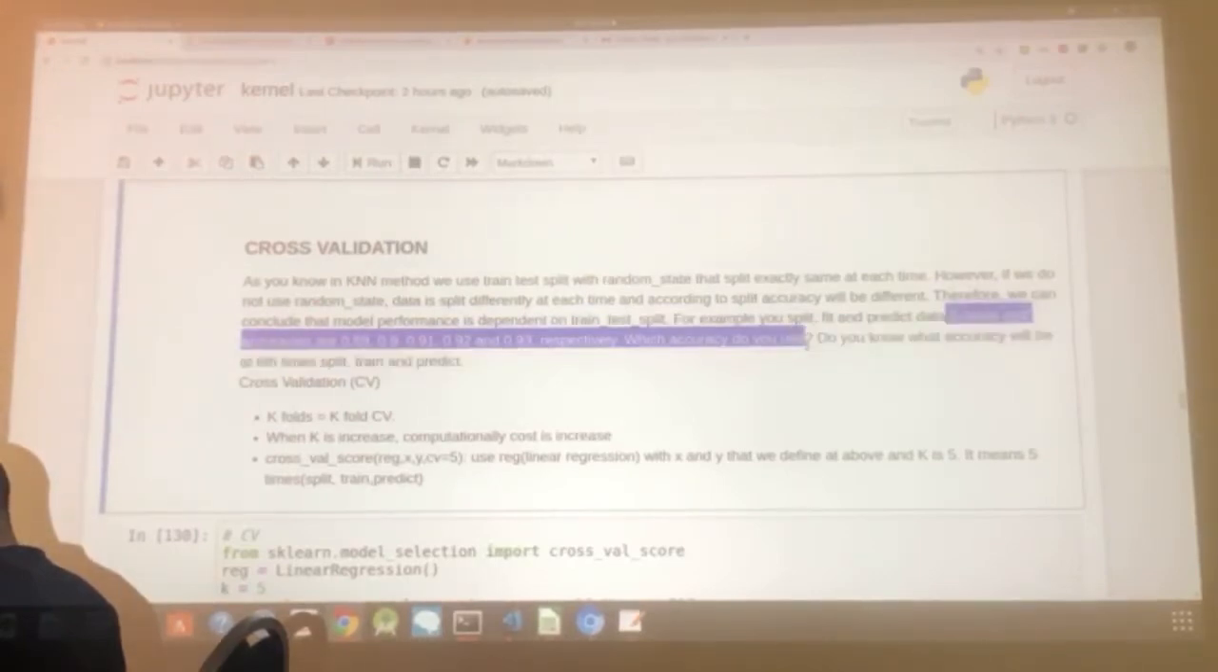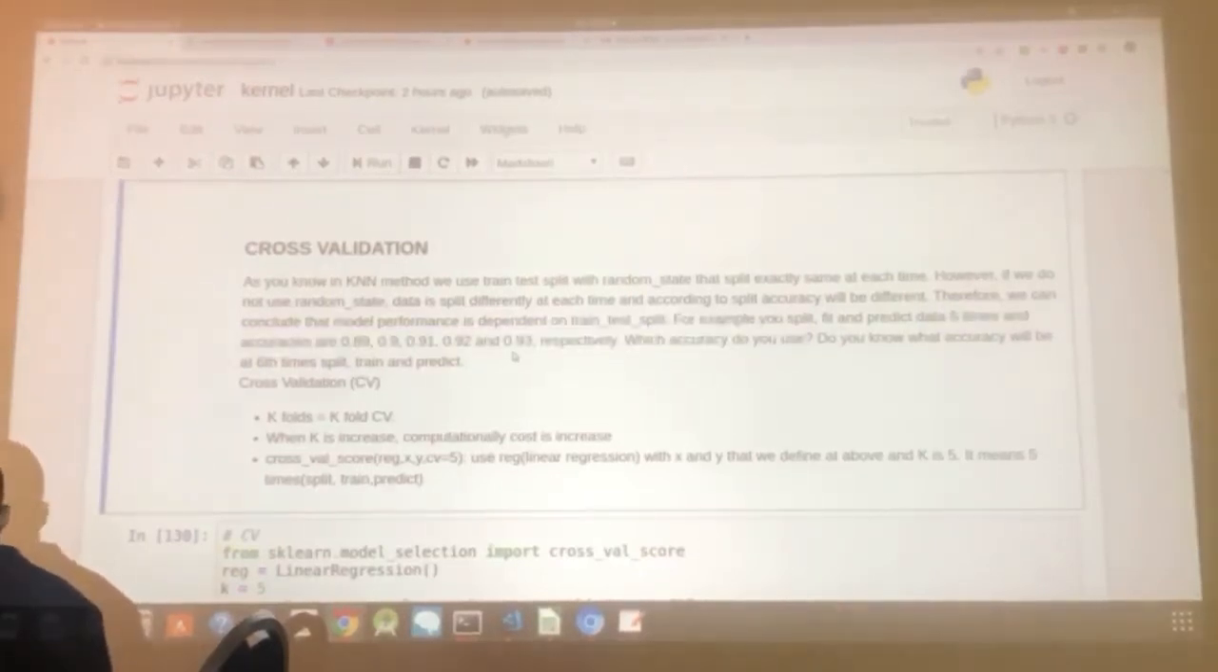So here, we want to say, if we were to split our data 5 times and we get different accuracies, which accuracy are we going to use? So you agree we'll get different accuracies, right? Maybe we get 0.89, 0.9, 0.91, 0.92, and 0.93. Which accuracies are we going to use? And maybe we're like, let's split it for the 6th time, and we don't know what's going to happen.